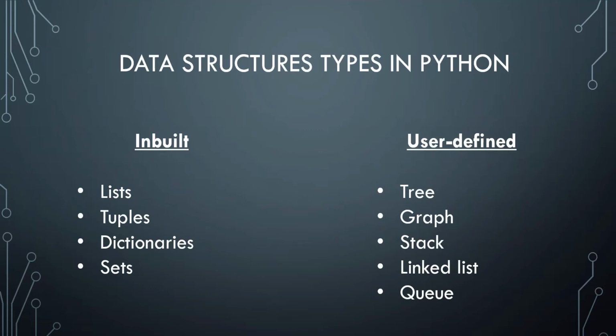We have two types of data structures in Python. We have the inbuilt data structures, which are built inside our programs and in Python. And we have also the user-defined data structures, which you are going to define in your program, and you are going to implement these functions or classes depending on your problems. For the inbuilt, we have lists, tuples, dictionaries, and sets. For user-defined data structures, we have tree, graph, stack, linked list, and queue.